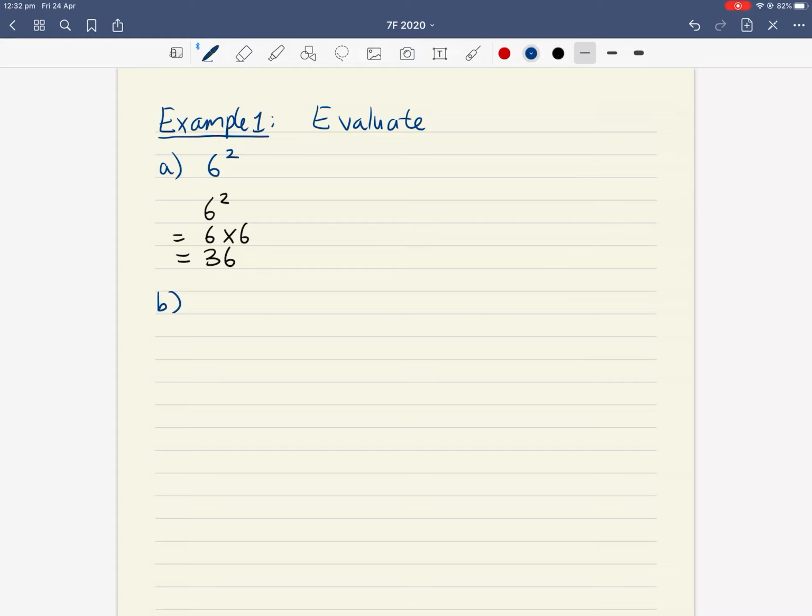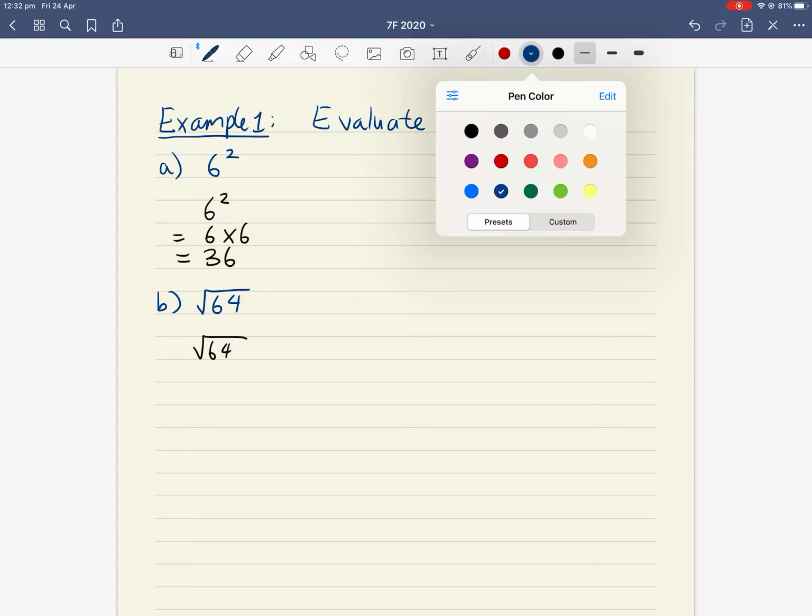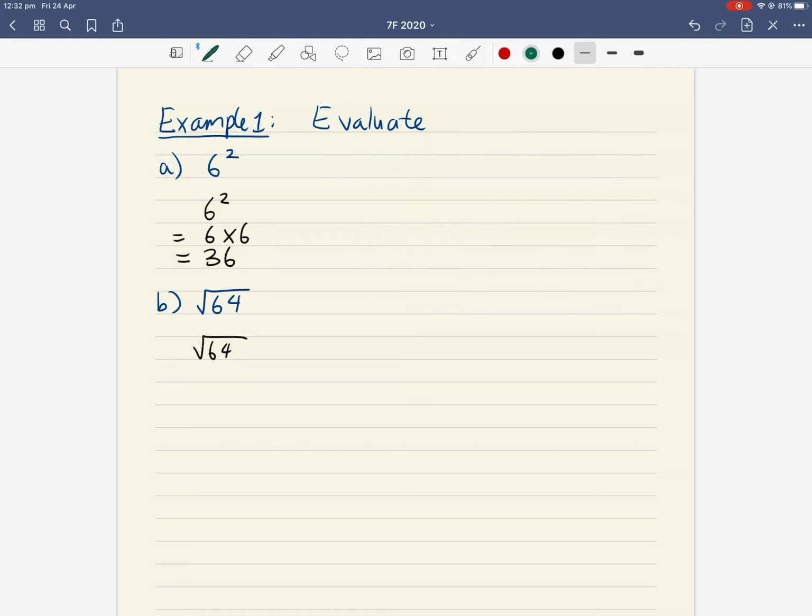So you're done. Part B says, what is the square root of 64? So you're thinking to yourself, what squared gives me 64? Because the opposite of square root is squaring. So what times itself is 64? Now, if you don't know immediately, that's okay. It might help you to write out your list of square numbers on the side.